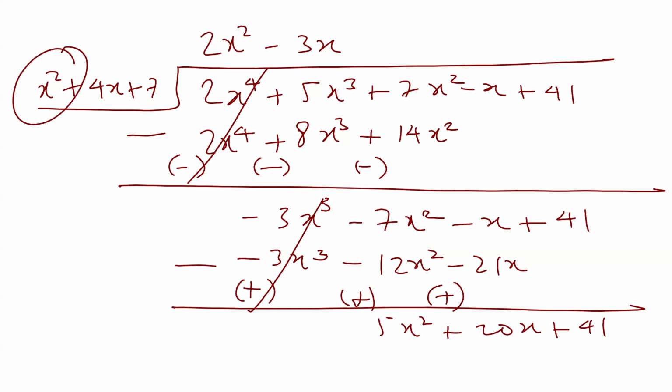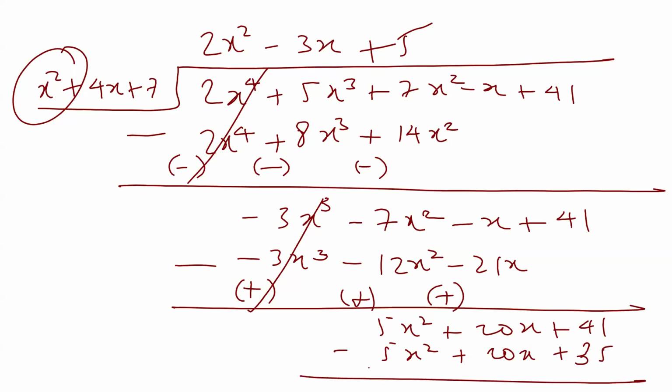Now x square into plus 5 is plus 5x square, plus 20x plus 35. 5 into 7 will give you 35. So subtract, and the remainder will be 6. The remainder will be 6.